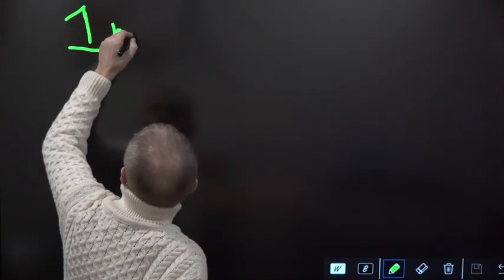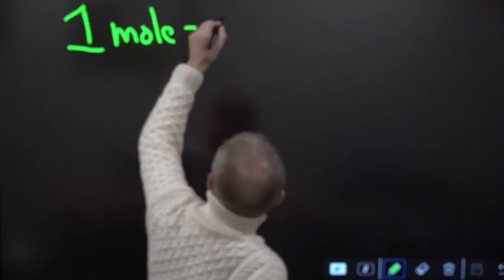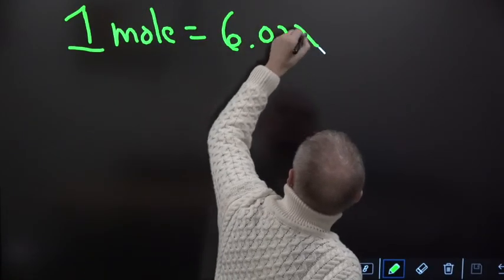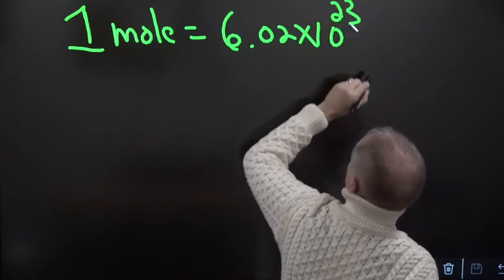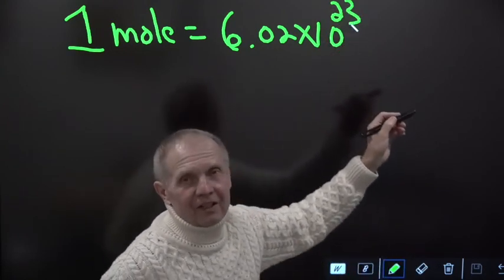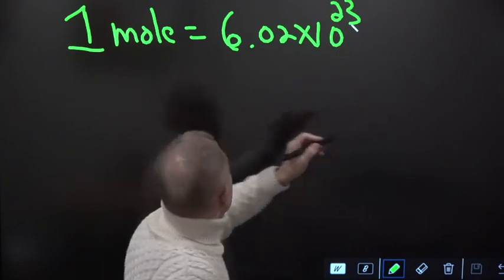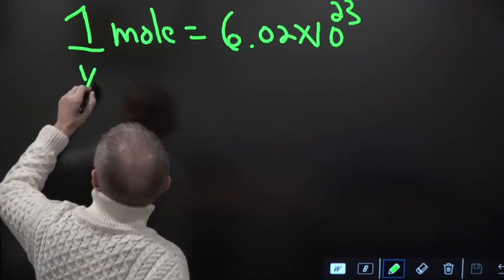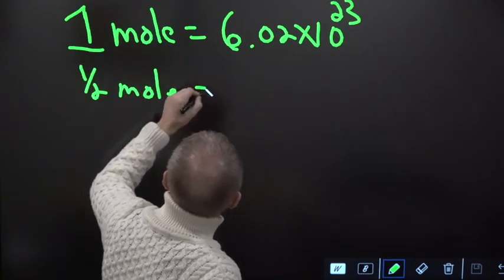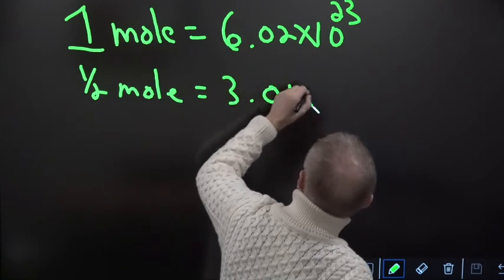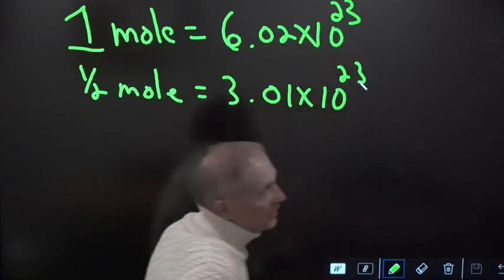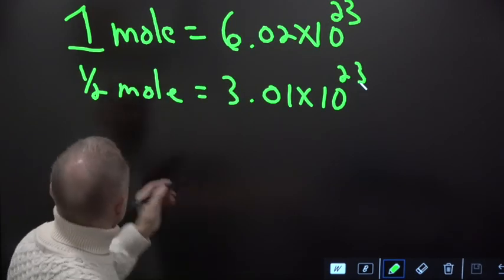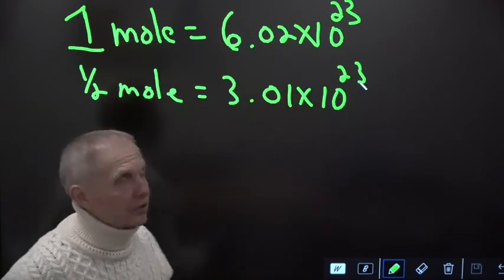These are the numbers you really have to know. Now remember, I'm not going to put a unit there. It could be atoms or electrons or whatever. But 1 mole is 6.02 times 10^23. These are really important numbers for you to know. So a half a mole is 3.01 times 10^23.